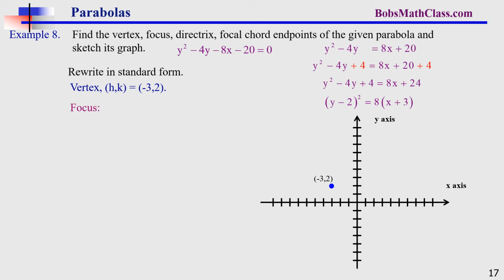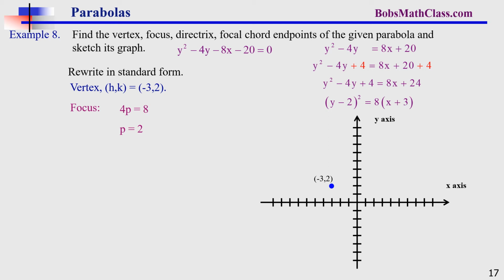Okay, now let's find the focus. So the focus, we set 4p equal to the number in front of the parentheses on the right-hand side. So 4p equals 8, divided by 4, that gives us p equals 2. It's a positive value. We've already established that this parabola either opens left or right. Since p is positive, it will therefore open to the right. If p was negative, it would then open to the left.